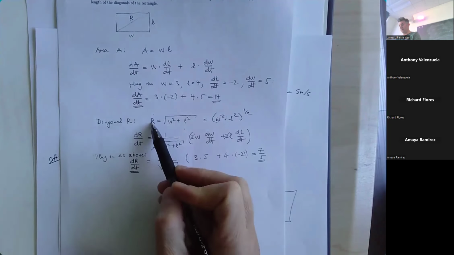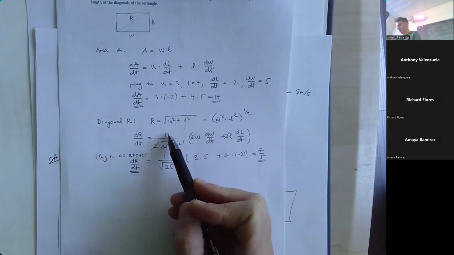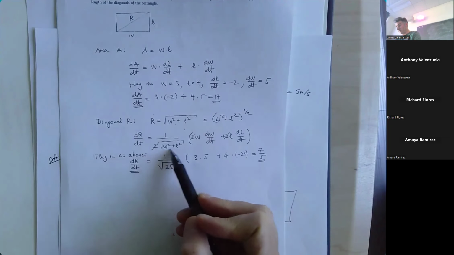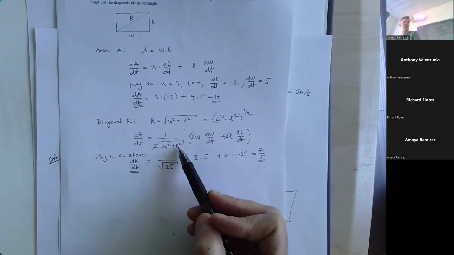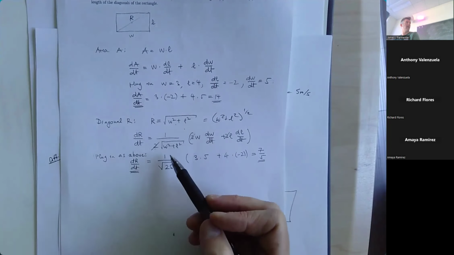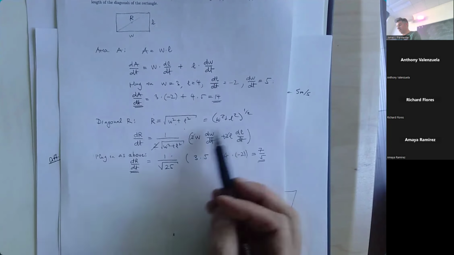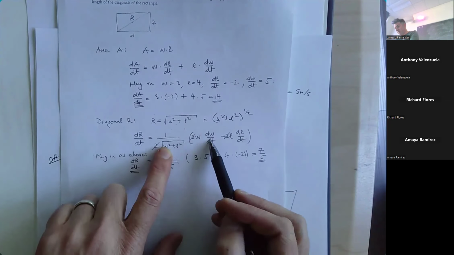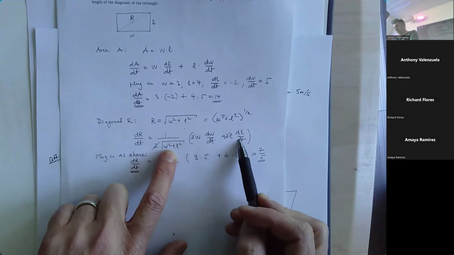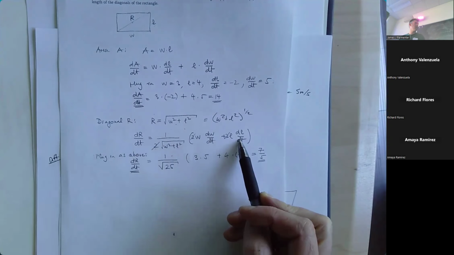And then he differentiated both sides. The derivative of R is dr dt. The derivative of some stuff to the 1/2 power is 1/2 times your stuff to the negative 1/2, or 1/2 times the square root of your stuff, and then times the derivative of the inside stuff, which is 2 times W times dw dt plus 2 times L times dl dt. This feels like more work to me.